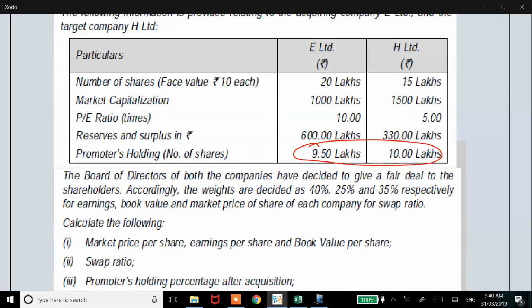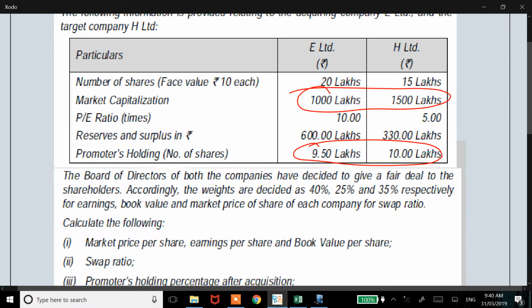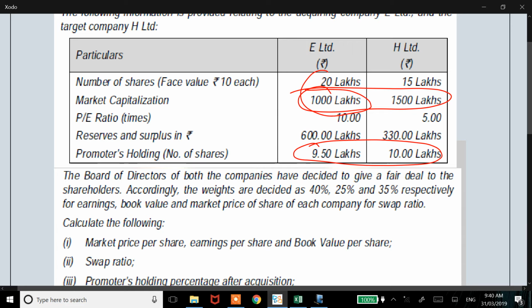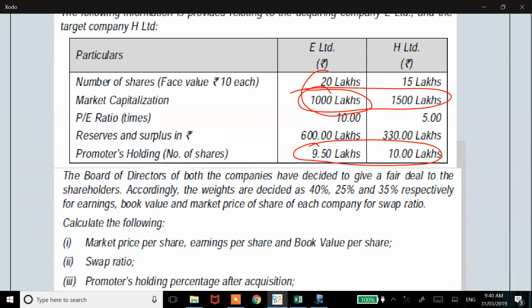Sometimes the question will not give you market capitalization; instead of giving market cap, they can also give you free float market cap. What is free float market cap? It is non-promoter holding. For example, if I have to analyze this entity itself, 1000 lakhs is the overall market cap. Free float market cap is 10.5 lakh shares into 50 rupees, the 10.5 lakh shares held by non-promoters.